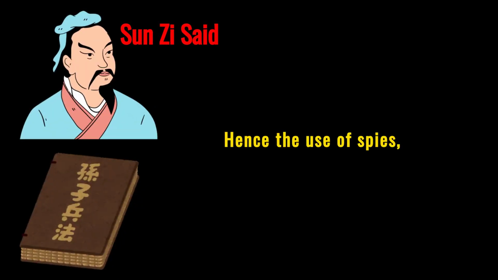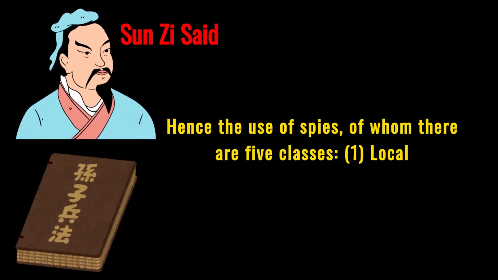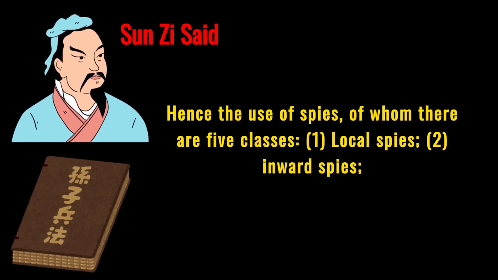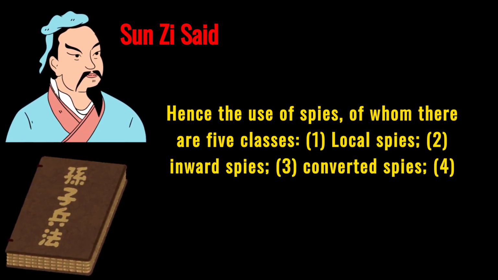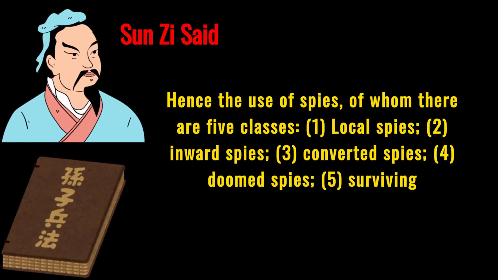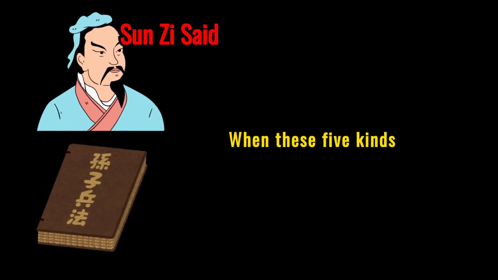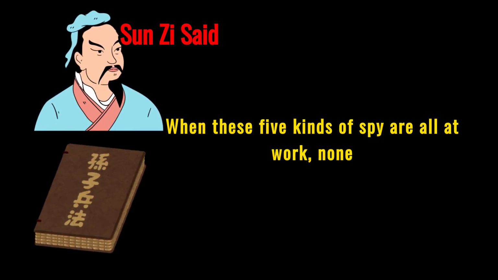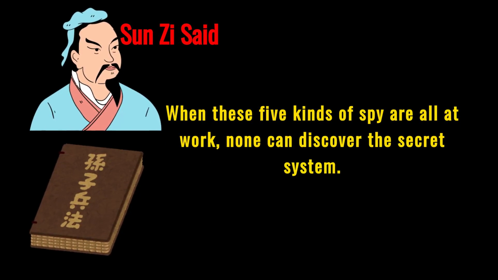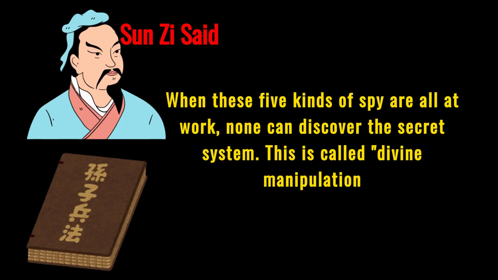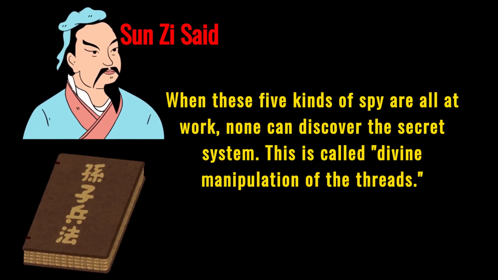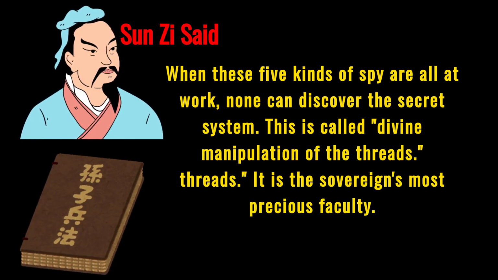Hence the use of spies, of whom there are 5 classes: 1. local spies, 2. inward spies, 3. converted spies, 4. doomed spies, 5. surviving spies. When these 5 kinds of spy are all at work, none can discover the secret system. This is called divine manipulation of the threads. It is the sovereign's most precious faculty.